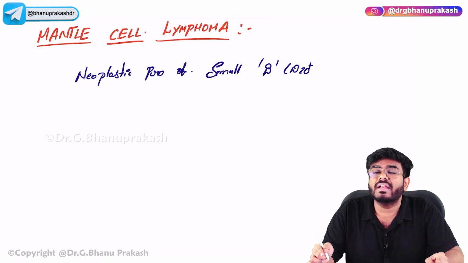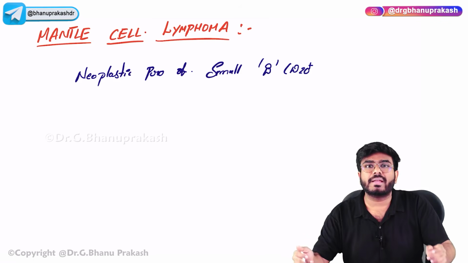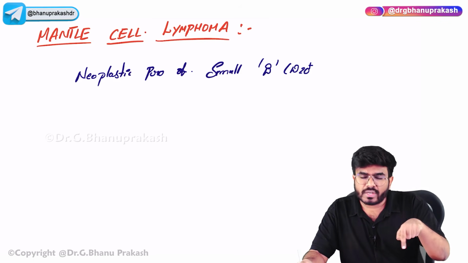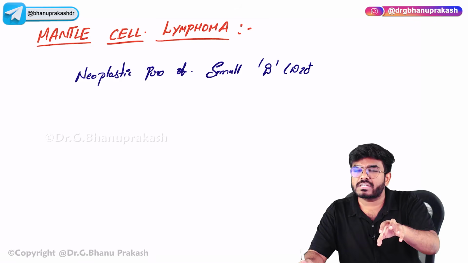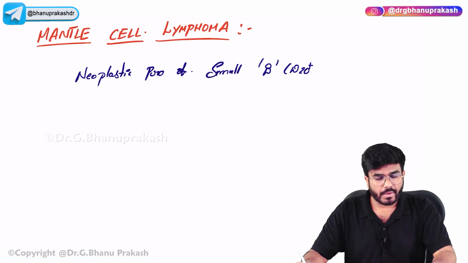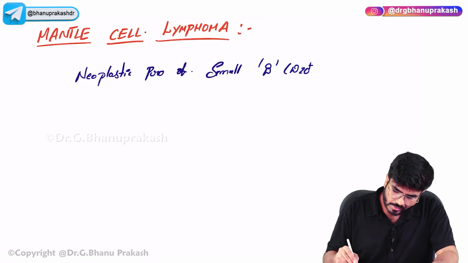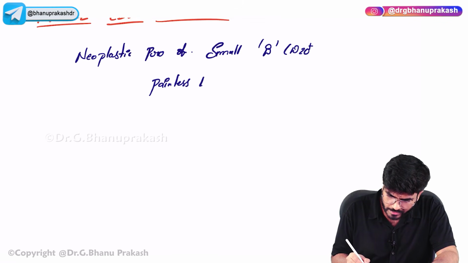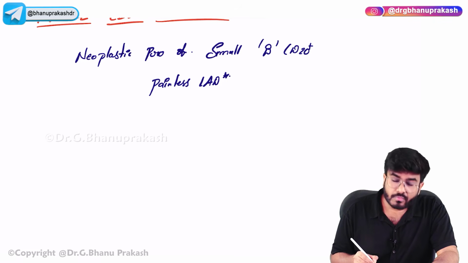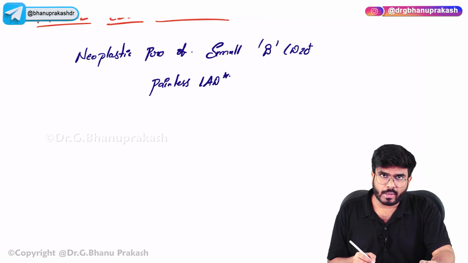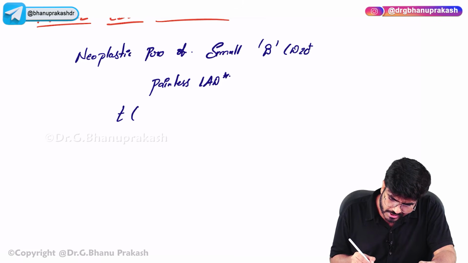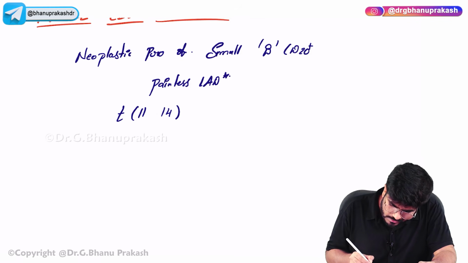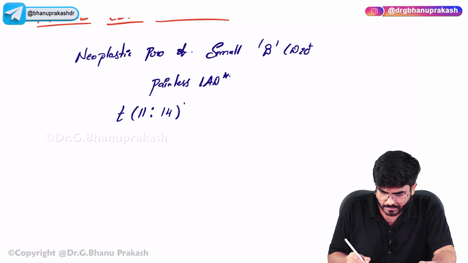But which region of the lymph node is going to be specially expanded? It's the mantle region. Surrounding the follicles, you are going to have a mantle. That mantle region is going to be expanding. Now how is the patient going to present? Same, painless lymphadenopathy is going to be seen. But what is the reason for this mantle cell lymphoma? It is the translocation, the 11-14 translocation.